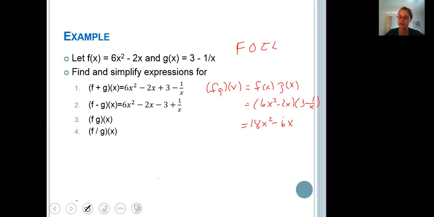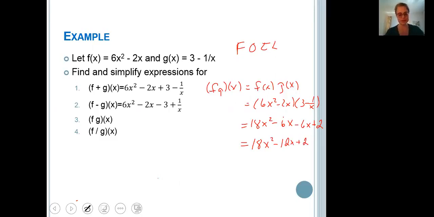I stands for inner term times inner term. So that's 2x times 3 is another minus 6x. And then the L is last times last. So I've got negative 2x times negative 1 over x is going to be plus 2. Make sure you know how to do this part. Okay? And what we end up with is 18x squared minus 12x plus 2.